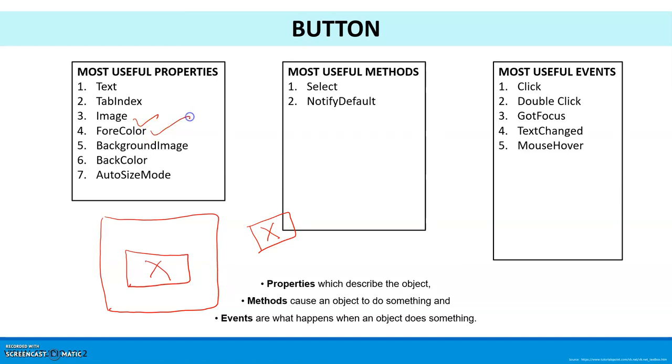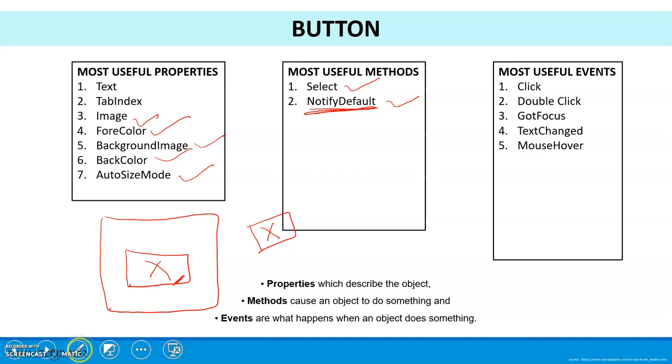Then we have fore color, easy, right? Font color, background image the similar way, then back color, then the auto size mode. All these are the most useful properties. Then some common or most useful methods: select and notify default. Select means, suppose when you load the form and on that form you have multiple components, but by default you want to set this particular button to be activated, to be active. So in that case you can use the notify default.